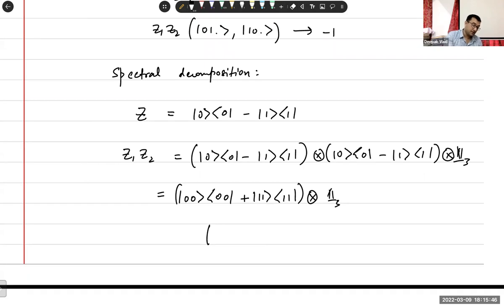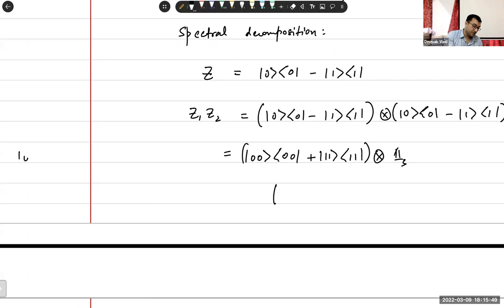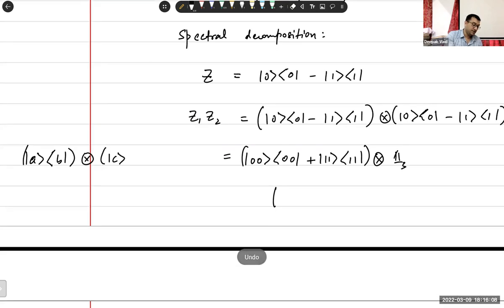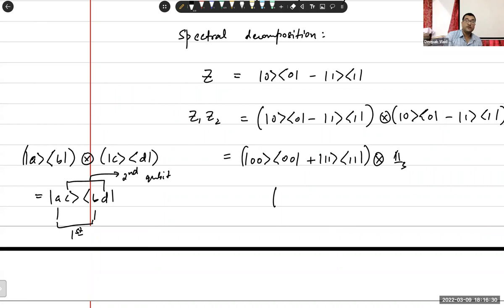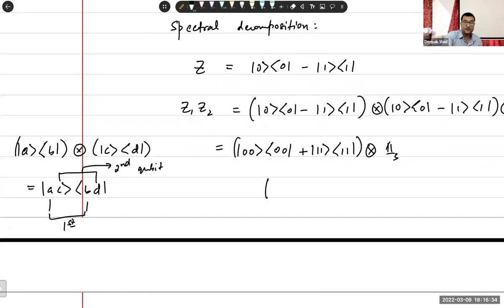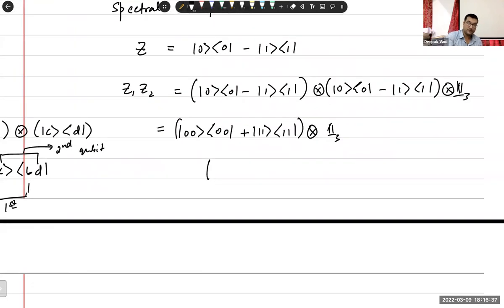So I hope that you can see, just to clarify, that when I take this 0, 0, and when I tensor it, or to be a little bit more general, if I take AB and I tensor it with CD, what do I get? I get AC BD. Where A and B act on the first qubit, so they are in the first slot, and C and D act on the second qubit, so they are in the second slot. Please make sure that you get this notation. If you don't, you will face confusion later.